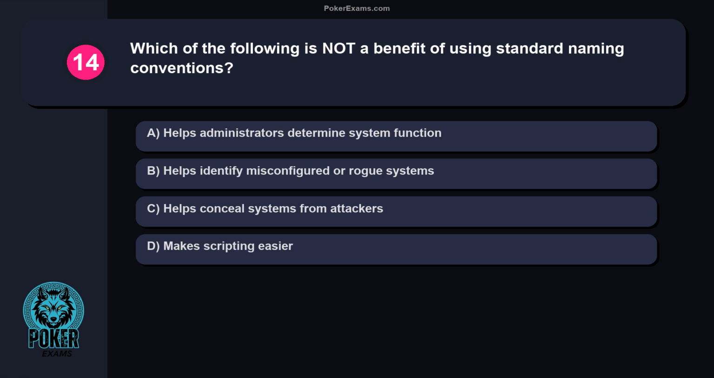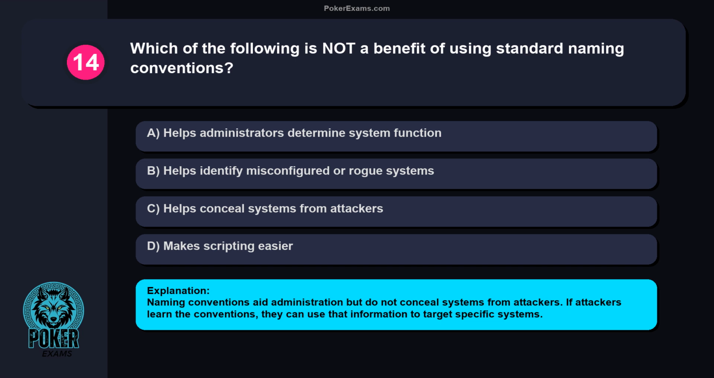Question 14. Which of the following is not a benefit of using standard naming conventions? Helps administrators determine system function. Helps identify misconfigured or rogue systems. Helps conceal systems from attackers. Makes scripting easier. Naming conventions aid administration, but do not conceal systems from attackers. If attackers learn the conventions, they can use that information to target specific systems.